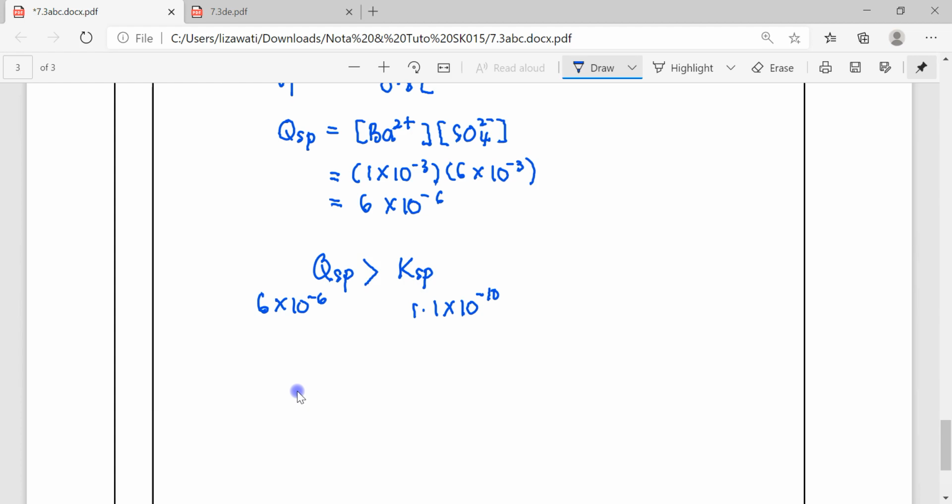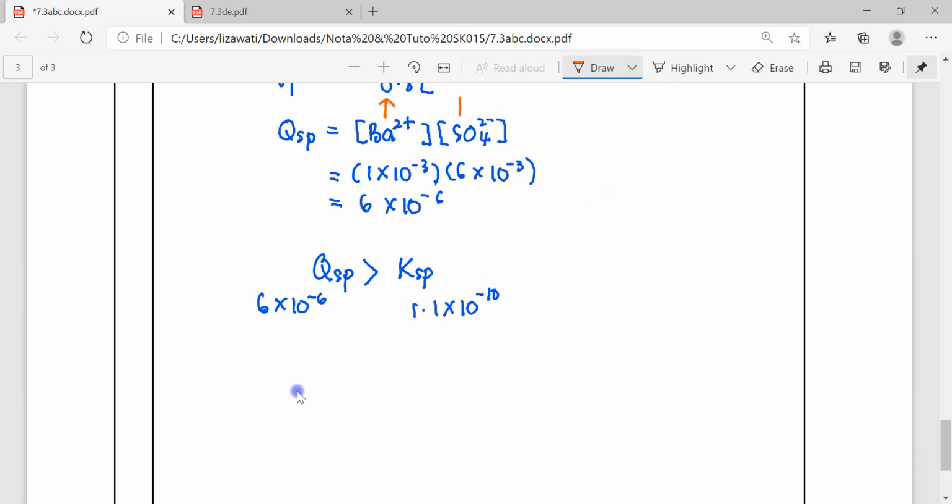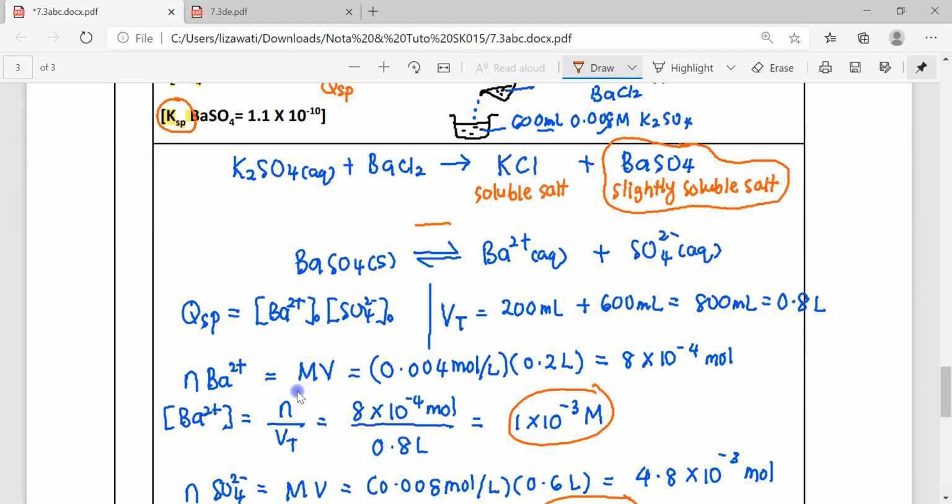The value of QSP indicates that the concentration of the ions is too large, which means the concentration of both ions here is very large. Therefore, we get a QSP value that is very high, larger than KSP. So the solution here is supersaturated, since it contains more aqueous ions. According to the Le Chatelier principle, the system will shift to the left in order to consume the excess aqueous ions. Therefore, some of the barium sulfate will be formed, will be precipitated out.